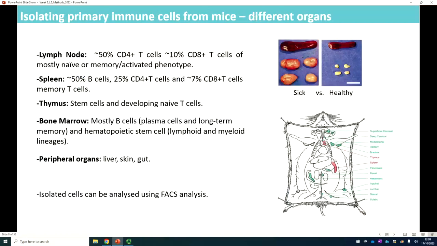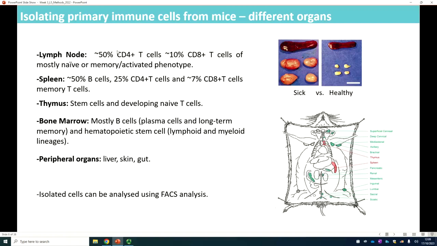If we look at isolating primary immune cells from mice, we have a range of different lymphoid organs. So we have lymph nodes, spleen, thymus, bone marrow, and peripheral organs. And you can see here we've got a spleen and some lymph nodes that have been taken from a sick mouse versus a healthy mouse. So you can see the difference in size.